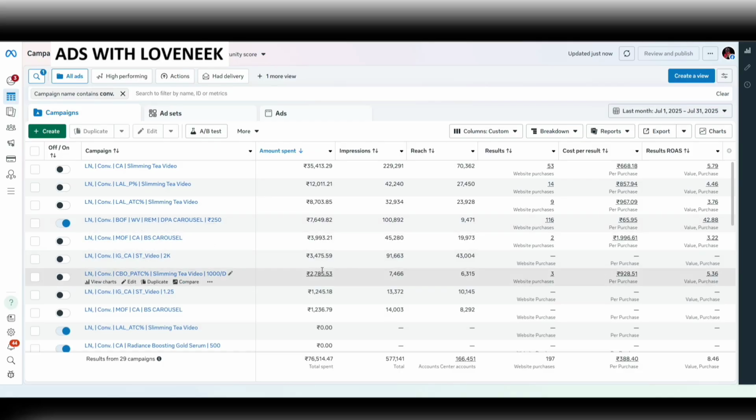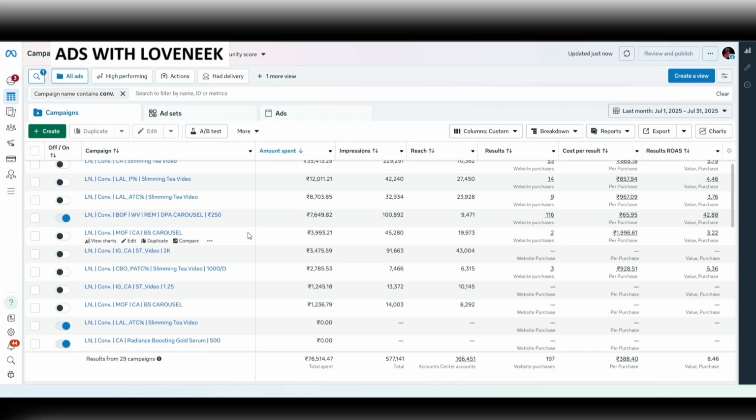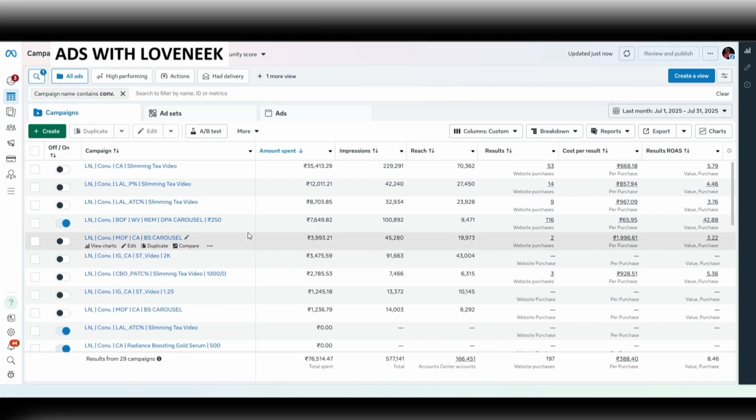And once people bought this slimming tea and trusted the brand, they also started coming back to the website, and this time they were open to trying skincare products too. So while we were marketing just one product, conversion came in for multiple SKUs, and that's how it became a winning strategy for us. So now I will quickly give you an overview on the campaign structure.